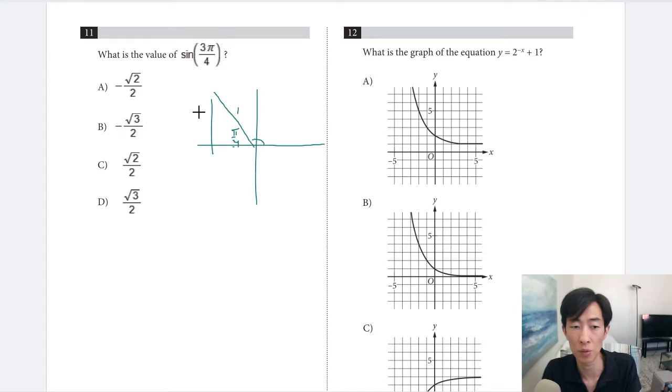So if the hypotenuse is 1, this is rad 2 over 2, this is rad 2 over 2, and they want to know the sine. The sine is always the vertical component on the unit circle, and so it's positive rad 2 over 2.